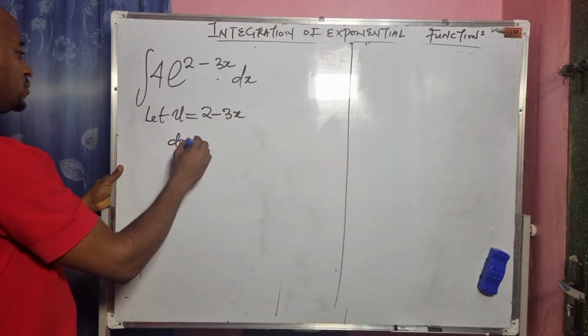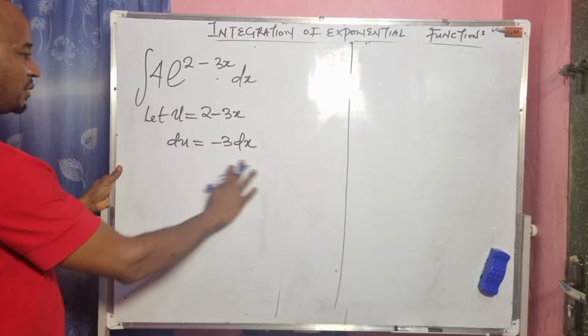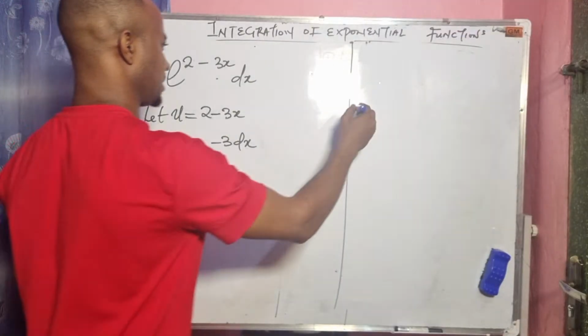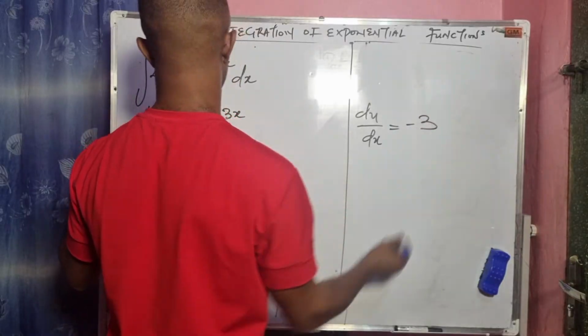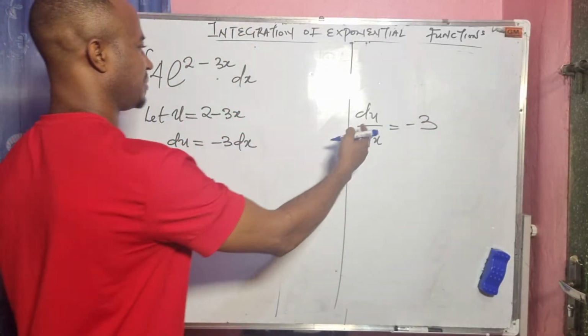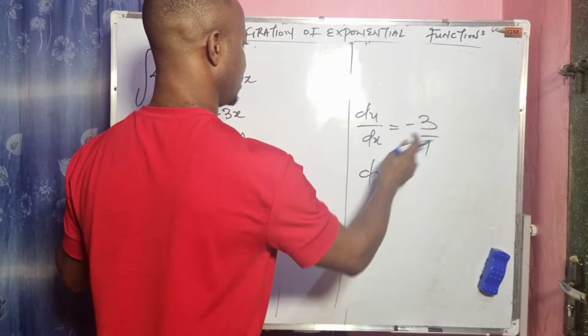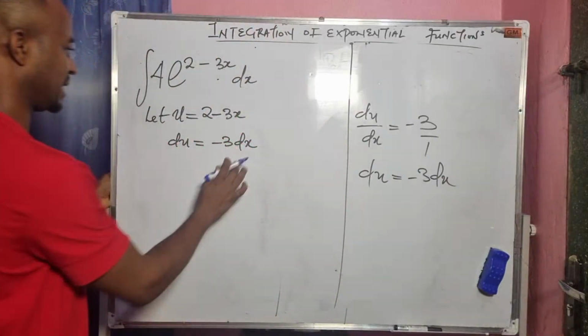So our du will be minus 3 dx. By now we should know how we got this, right? When you differentiate u with respect to x, du over dx will give us minus 3. So by the time we cross multiply, du times 1 is du, minus 3 times dx is minus 3 dx, which is what I have here.